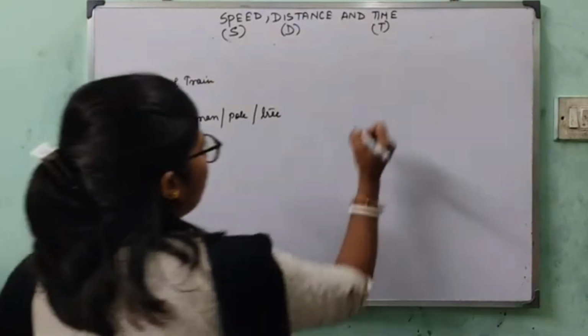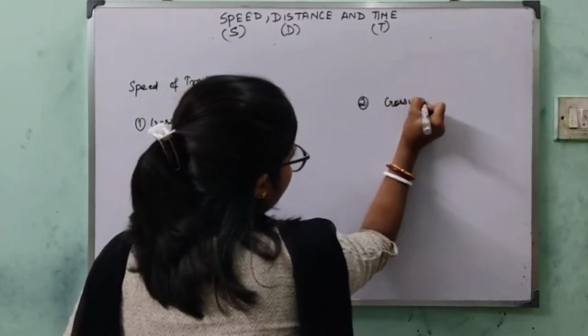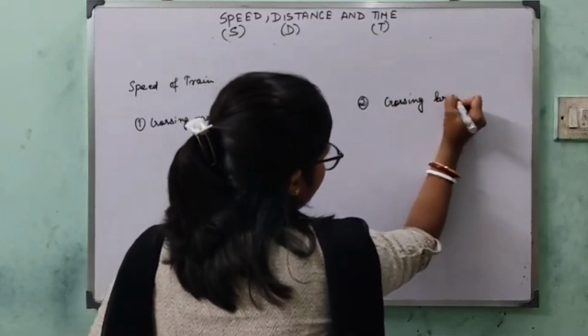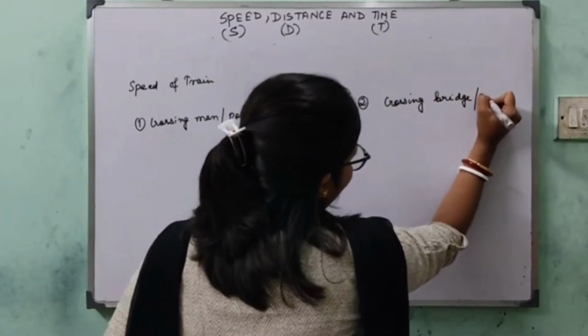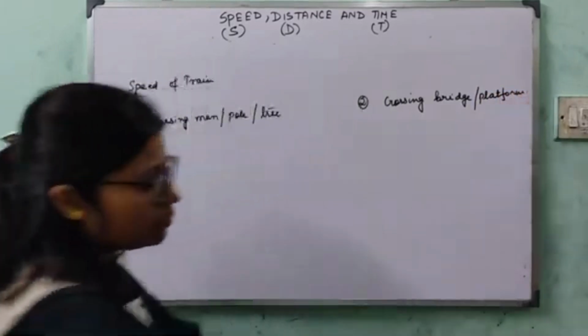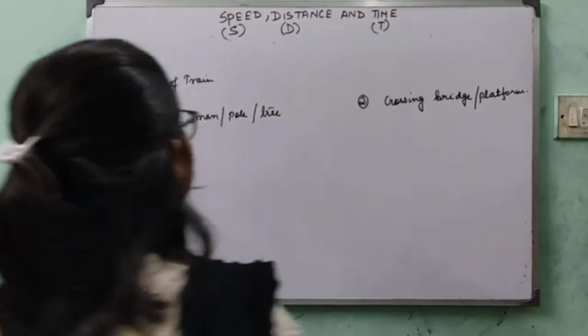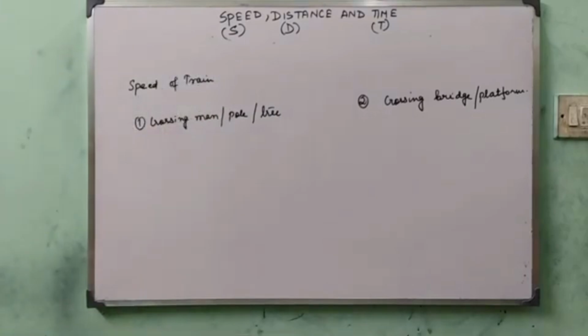This is the case 1. And second is if it is crossing a bridge or a platform, then what do we do in this case? So in case we are trying to find the speed of a train that is crossing a pole or a person or a tree, that is something that is a stationary object, what does it do?